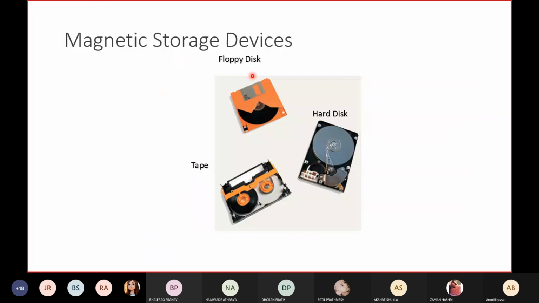Another storage is the floppy disk. So this is a floppy disk. This is the magnetic tape that we have studied right now. Then the floppy disk is also one of the storage devices. Then the hard disk.